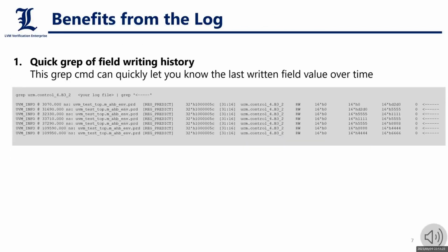With our RAL predictor printing, you may easily observe how a field gets written throughout the simulation. For example, by grepping a particular field name and the arrow annotation from your log file, you will get the time and value that is written into that field, like the example here.